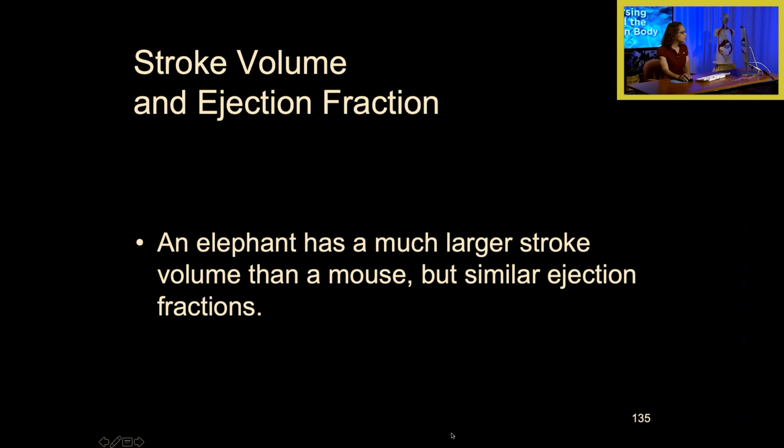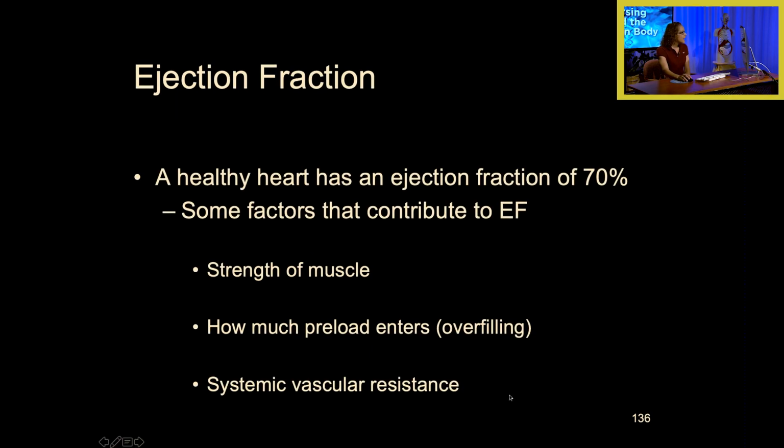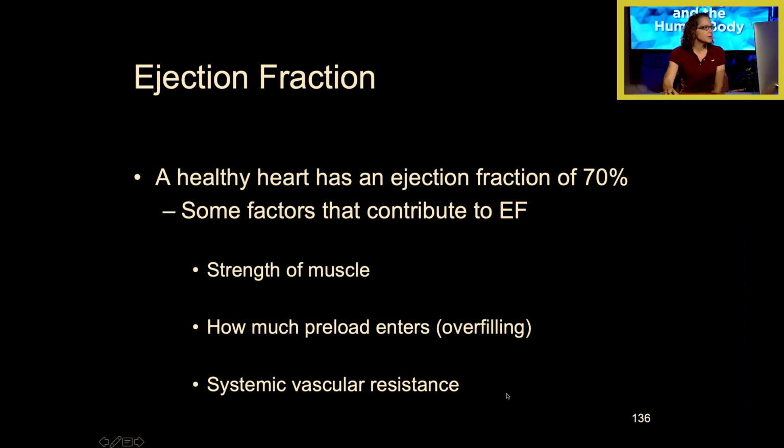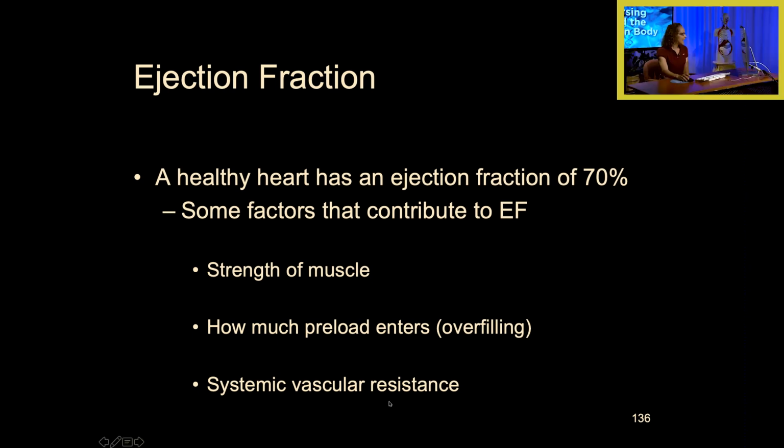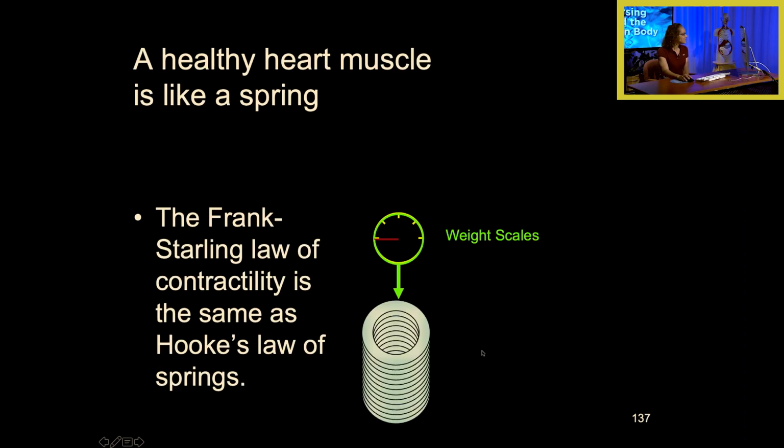An elephant has a much larger stroke volume than a mouse, but they have similar ejection fractions. Healthy hearts have an ejection fraction of about 70%. Some factors that contribute to the ejection fraction are the strength of our heart muscle, how much preload enters. So for example, if we have overfilling, we're going to have problems with our ejection fraction, and systemic vascular resistance, which we'll talk more about later.